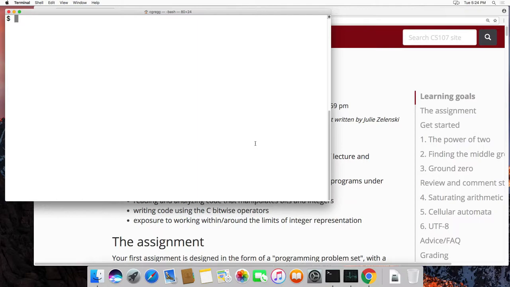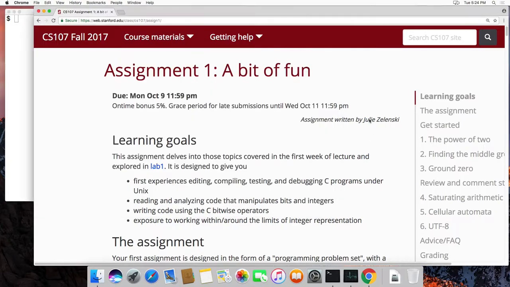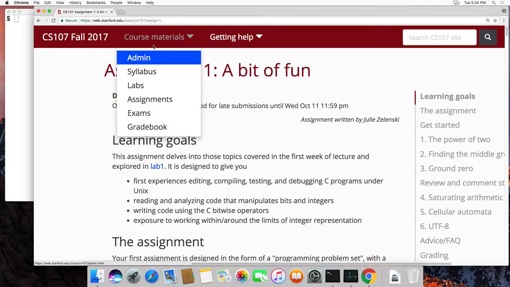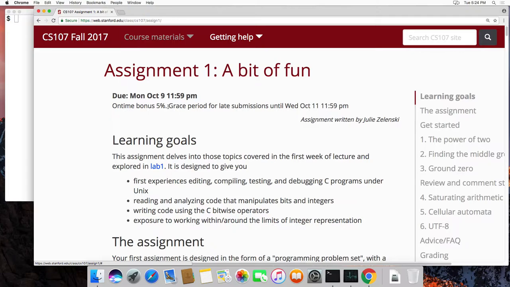What I'll do is I'll go over the actual assignment, all the different parts, and I will explain some of the things you might need to consider when you're doing the assignment. All right, so here's how it goes. I pulled up the assignment just from Course Materials, Assignments, Assignment 1, and this is the assignment.